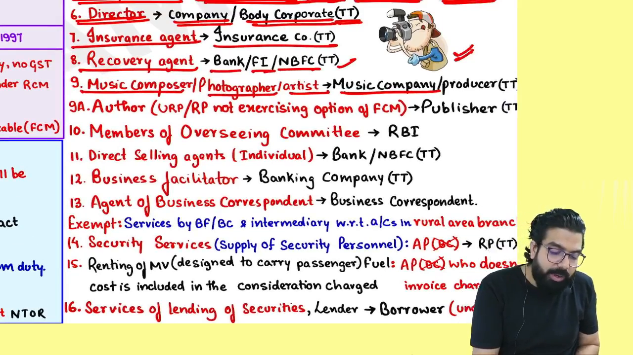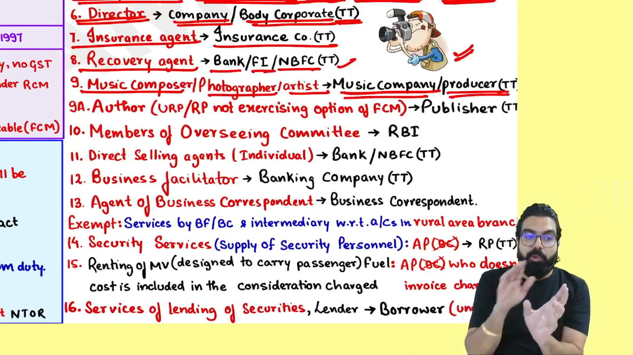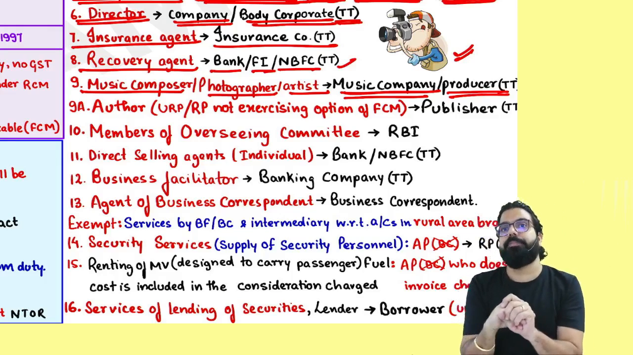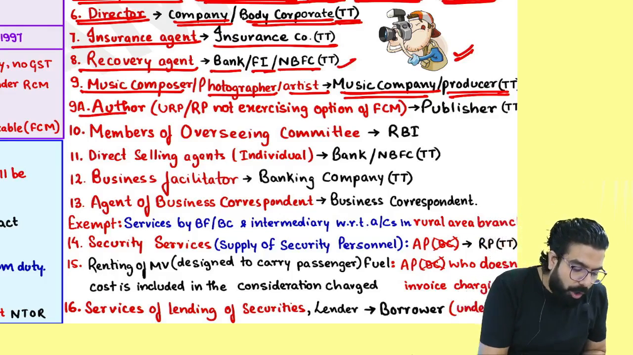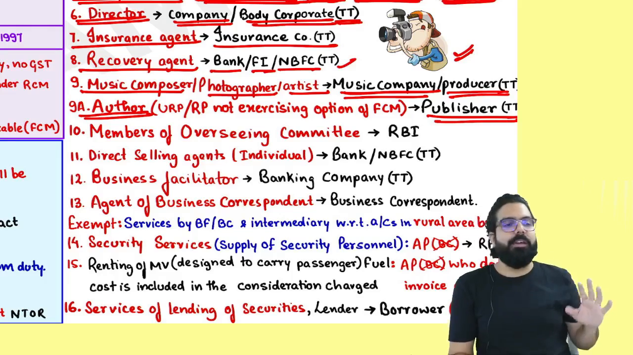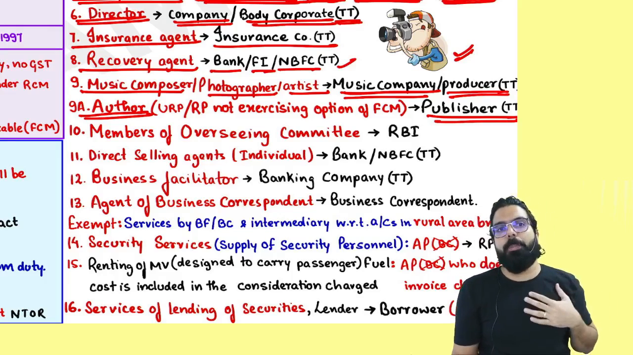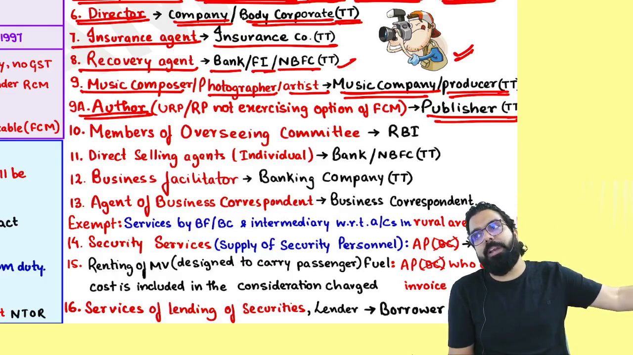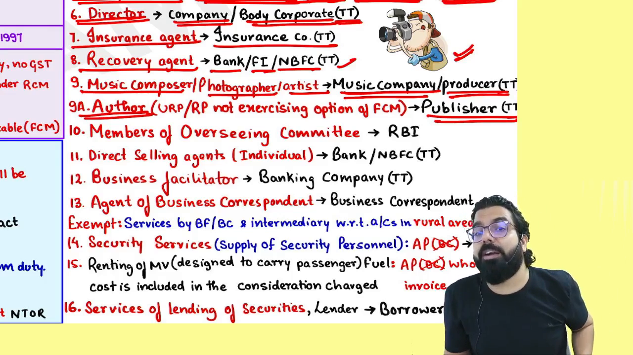Next, sir, music composer, photographer or artist. Whenever they are giving services to a music company and producer, always remember one thing, the music company or producer will pay GST under RCM. Next, authors: whenever they are giving services to a publisher, the publisher will pay GST under RCM. I have written my book. My book is copyrighted. I gave it to a publishing company. The publishing company will always pay GST under RCM.